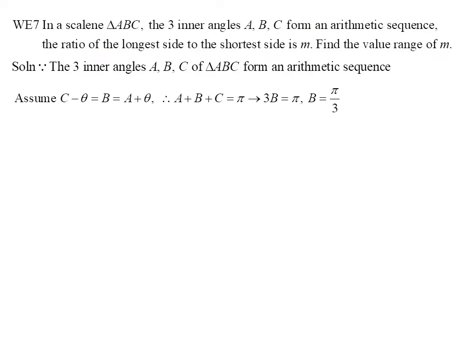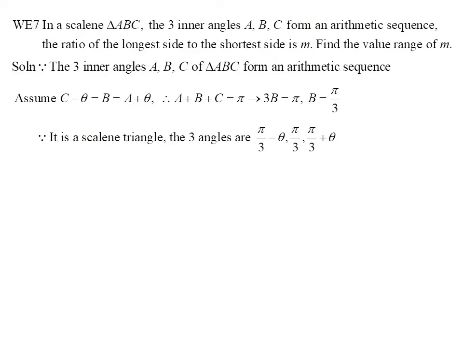Since the three interior angles of the triangle ABC form an arithmetic sequence, we assume angle C minus theta equals angle B, which equals the angle A plus theta. Due to angles A plus B plus C equals pi, 3B equals pi, so the angle B equals pi over 3. Since the triangle is a scalene triangle, the angles A, B, and C are expressed as pi over 3 minus theta, pi over 3, and pi over 3 plus theta accordingly.